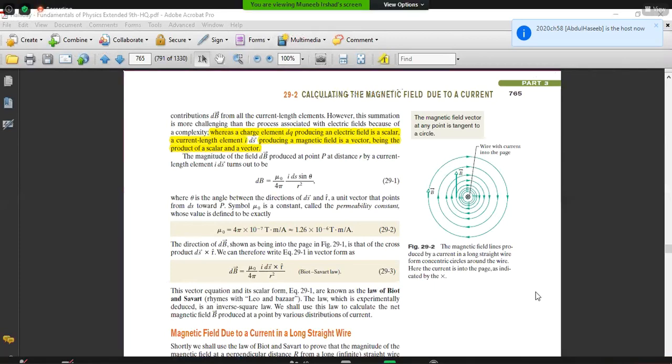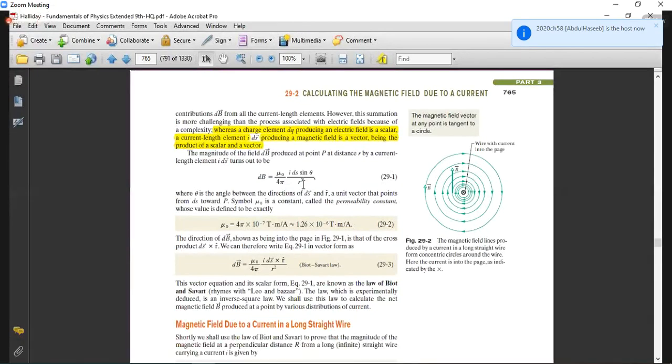Now up to this point, this is the magnetic field that the current length element will produce at point P, which is located at a distance r here. Here mu naught is basically the permeability. What is the difference between the permittivity and permeability? Do you know? Can anyone tell me?